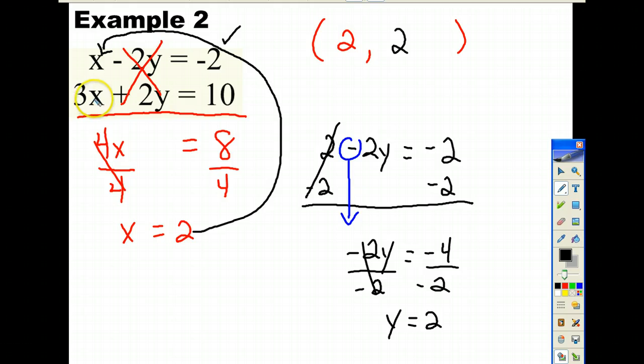If you put 2 in for x here and 2 for y, you would have 3 times 2, which is 6, plus 2 times 2, which is 4. 6 plus 4 is in fact 10, so it does check in that one also.